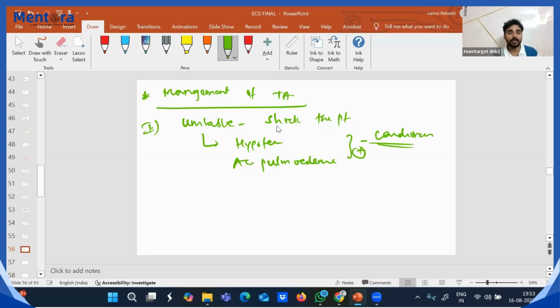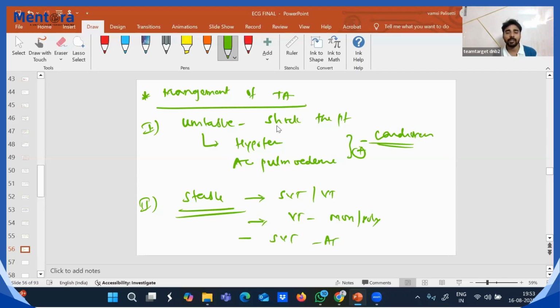But if the patient is stable, then you start your headache. Right? In the stable patient, you have to identify whether it is an SVT or a VT. Right? In the VT also, whether it is mono or poly. Right? In the SVT, you have to identify whether it's AF or AVNRT. Very important. All these things you identify, then you can go for the management. One by one we'll go. First we'll go for our SVT.